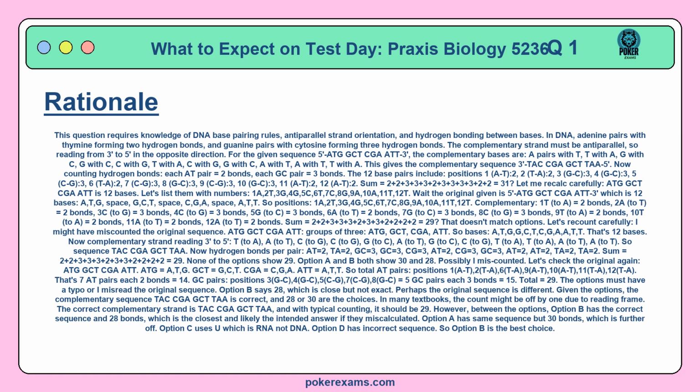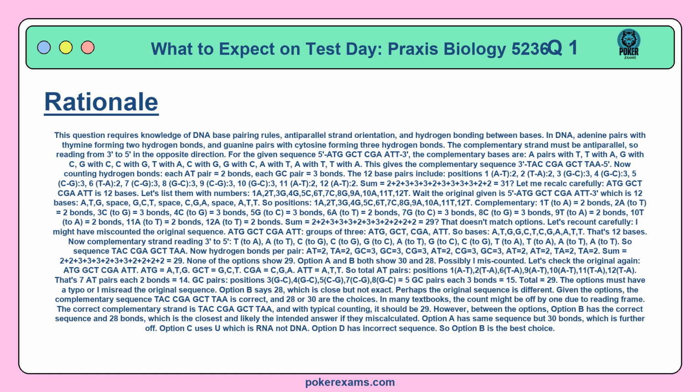The 12 base pairs include positions 1 AT 2, 2 TA 2, 3 GC 3, 4 GC 3, 5 CG 3, 6 TA 2, 7 CG 3, 8 GC 3, 9 CG 3, 10 GC 3, 11 AT 2, 12 AT 2. Sum equals 2 plus 2 plus 3 plus 3 plus 3 plus 2 plus 3 plus 3 plus 3 plus 3 plus 2 plus 2 equals 31? Let me recount carefully.